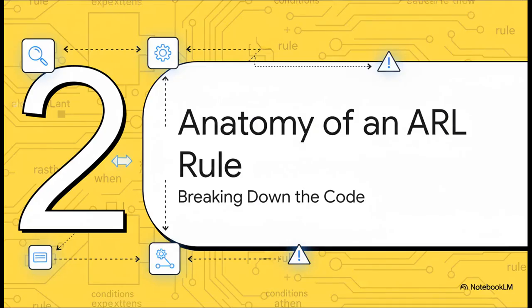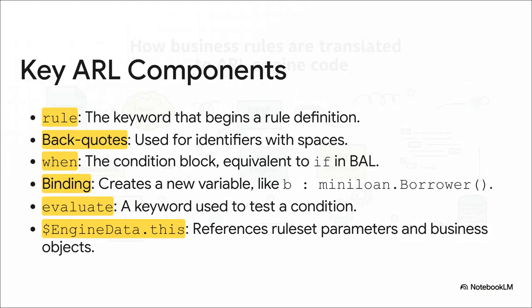So let's break down this ARL code to really understand its structure. I know it might look a little intimidating at first, but trust me, each little piece has a very specific and important job to do. Okay, so every ARL rule has a few key parts. It always kicks off with the rule keyword. And you'll see these back quotes, which are pretty clever. They let you have spaces in your name, something you just can't do in standard Java.